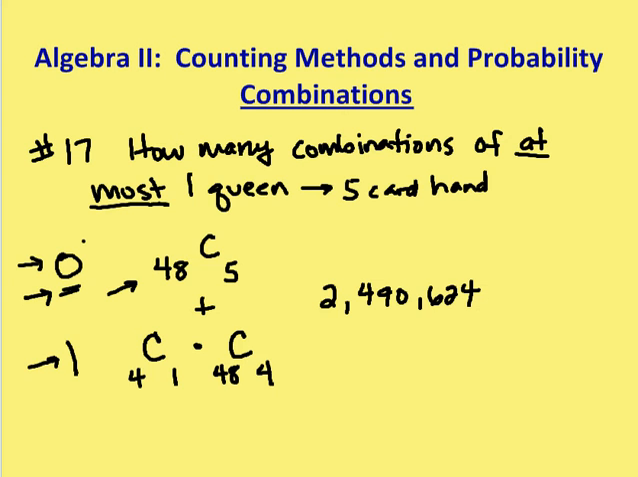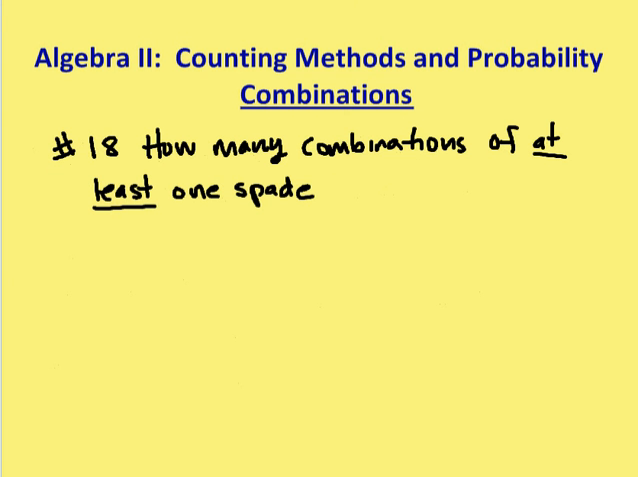In the final example, we're going to talk about how many combinations of at least 1 spade there can be. Okay, now this is a little bit different. Before we said at most 1 spade. Now we're going to say at least 1 spade. So in this case, we say, well, how many spades do we have? Spade is a suit. There are 4 suits in a deck. I've got 52 cards in a deck. So if I'm going to pull out 5 cards, I'm going to pull them out of a total of 13 spade cards.